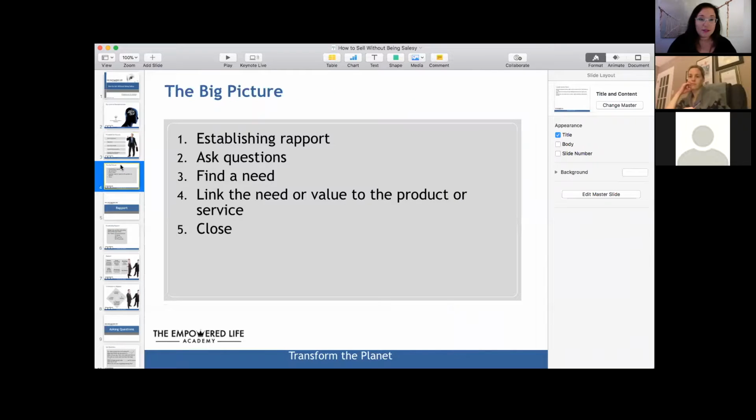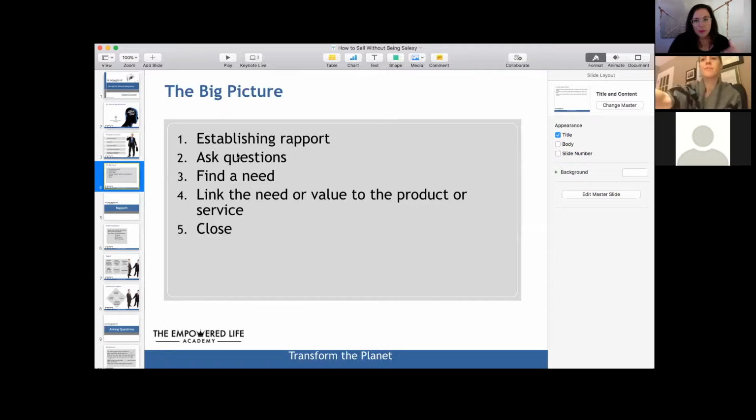Now let's look at the 5-step sales process. Here's the big picture. The big picture view is you establish rapport, ask questions, find a need, link the need or value to the product or the service, and then close. It's a very simple structure, this process, and we're going to look at it at a deeper level.